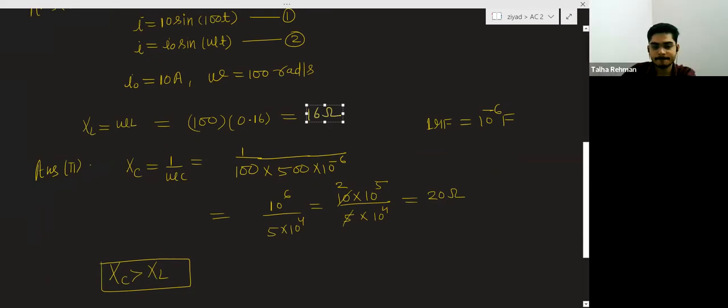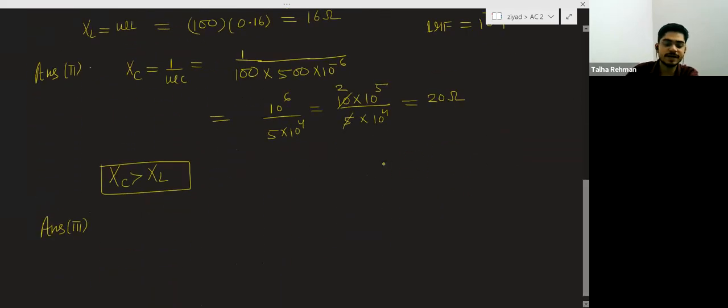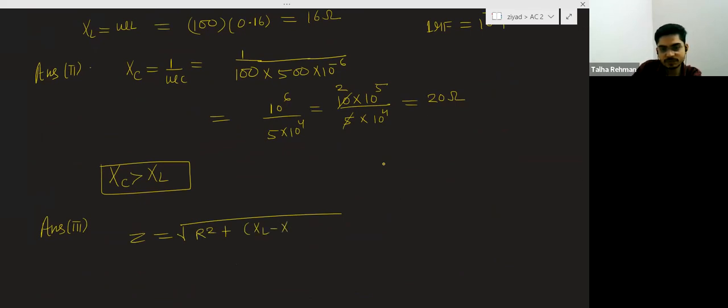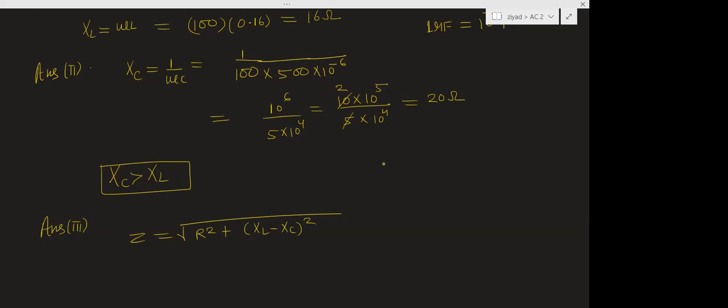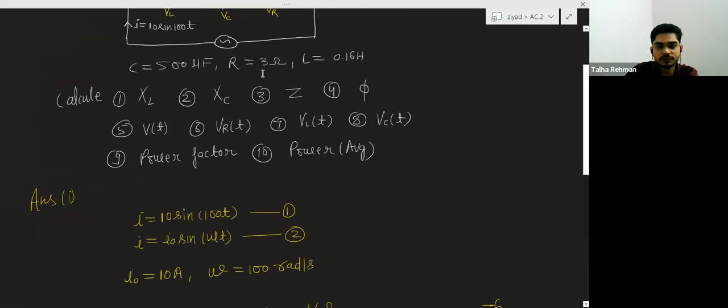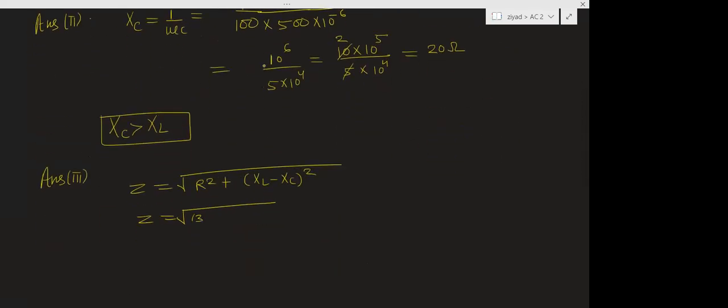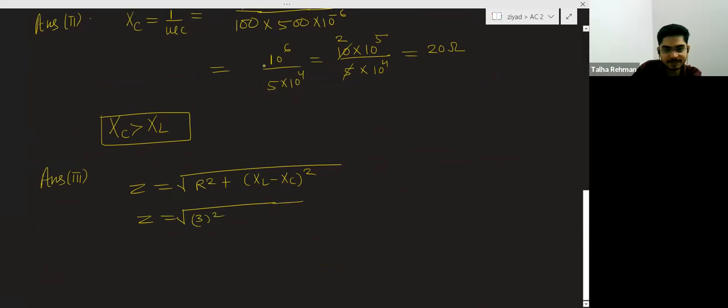Now they are asking for Z. What is the formula of Z? That is impedance. Z is equal to the square root of R square plus XL minus XC, whole square. What is the resistance given? 3 ohm, so 3 square. What is XL minus XC? XL is 16, XC is 20, squared.